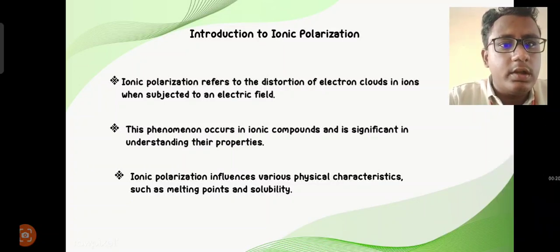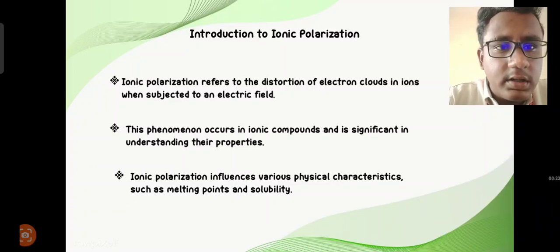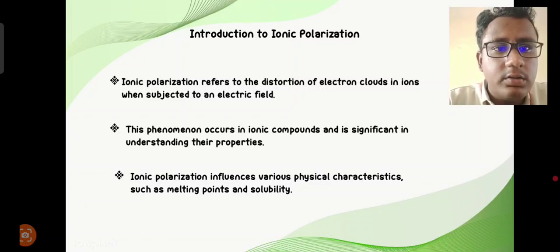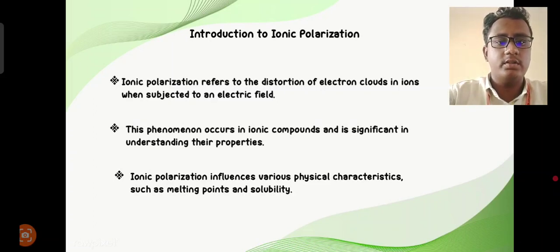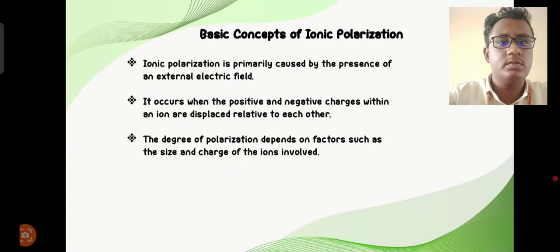Introduction to ionic polarization. Ionic polarization refers to the distortion of electron clouds in ions when subjected to an electric field. This phenomenon occurs in ionic compounds and is significant in understanding their properties. Here, ionic polarization includes various physical characteristics such as melting points and solubility.